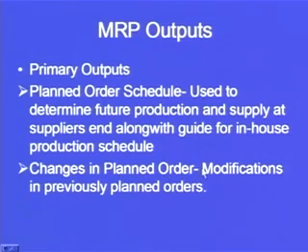Changes in planned orders, this is also a primary output. These are modifications in previously planned orders. So if there are certain changes in the planned orders that we have already planned, those changes will also be shown as an output by the MRP system.